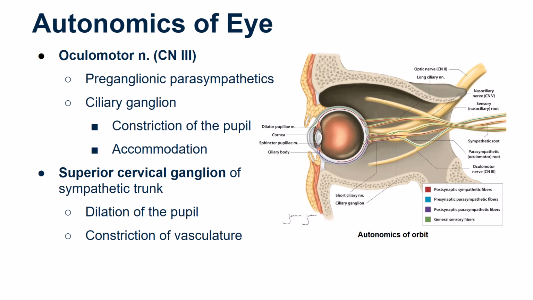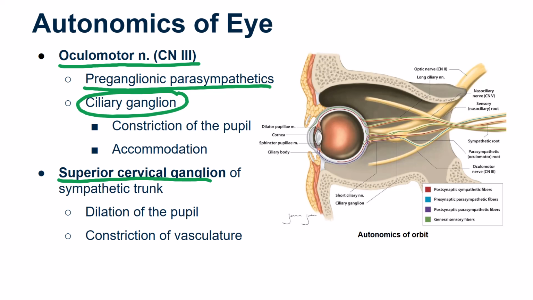Now let's look specifically at the autonomics of the eye to review. There are two sources of autonomics to the eye: the oculomotor nerve, cranial nerve 3, and the superior cervical ganglion of the sympathetic trunk. The oculomotor nerve is what is responsible for the preganglionic parasympathetic fibers serving the ciliary ganglion.